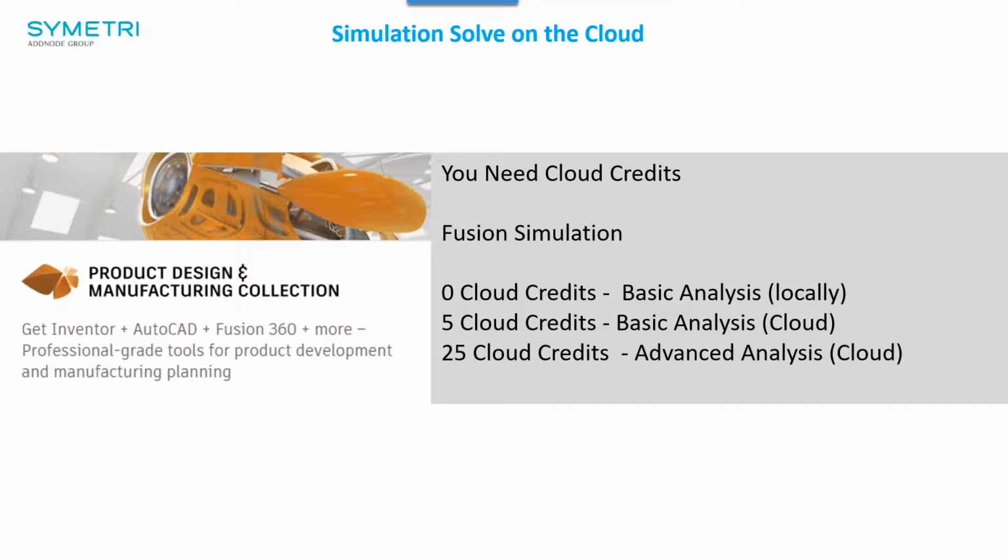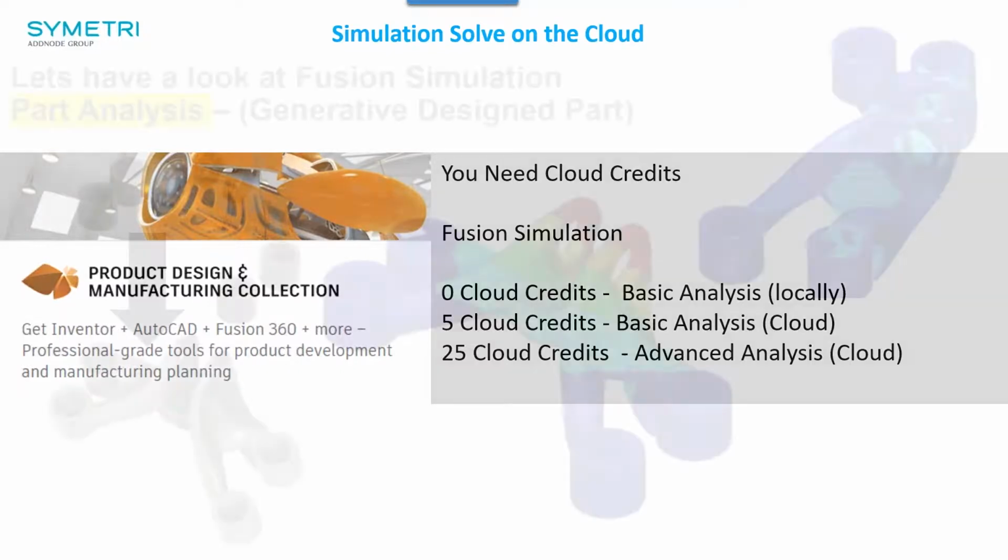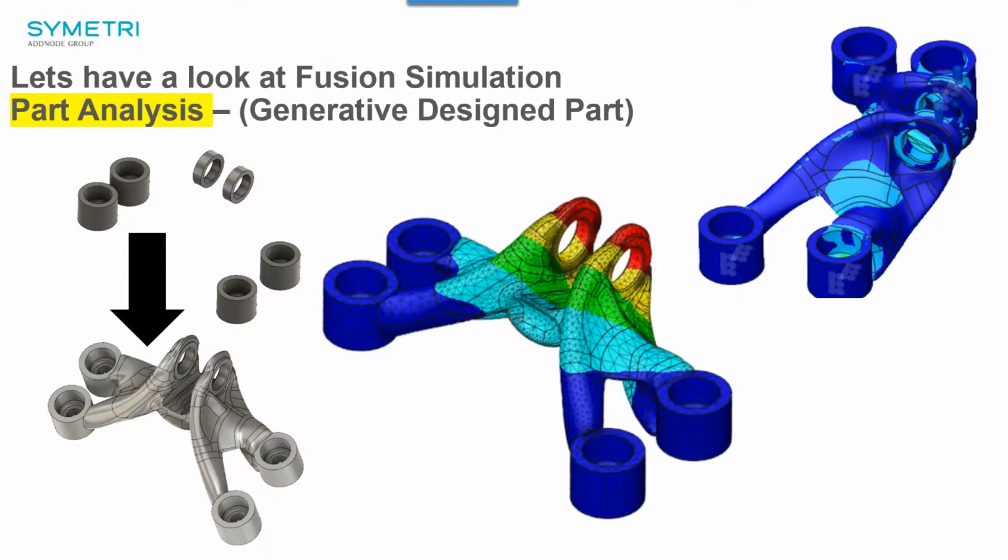Now, if you want to run nonlinear or drop testing, which is another phrase for looking at nonlinear analysis, then it is 25 cloud credits, and in that situation you don't have any choice to run it on the local PC. One cloud credit is approximately £1, and you can buy these in packs of 100 and thousands.